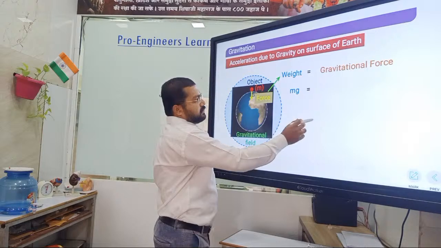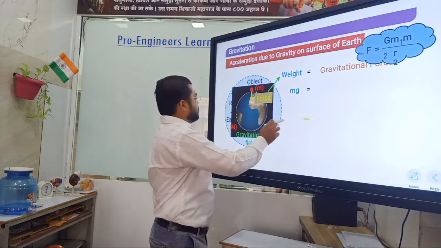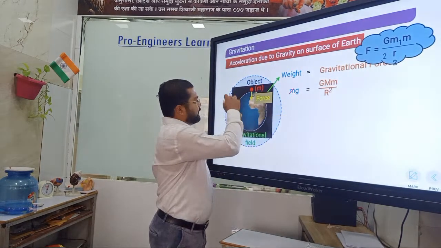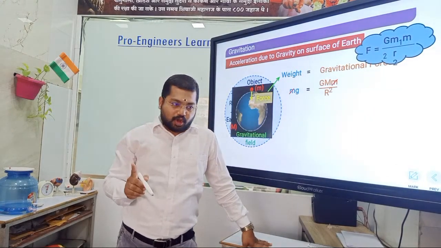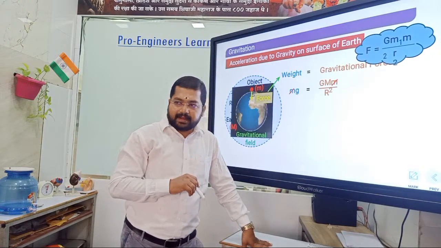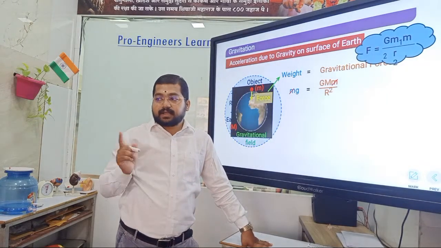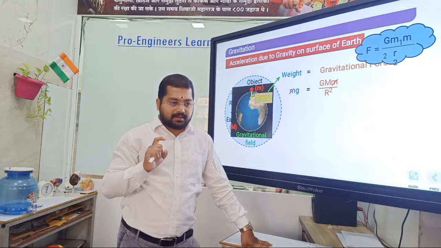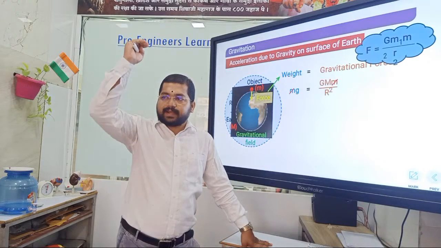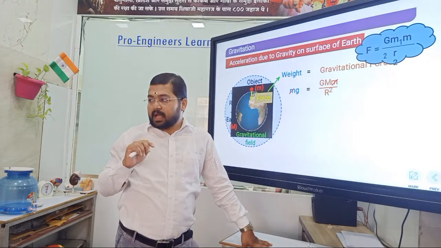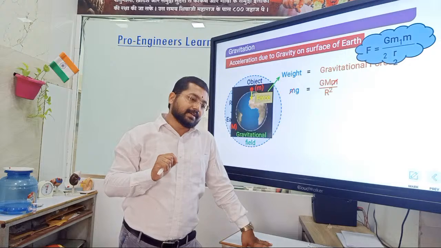So mg is equal to the formula which we have derived, considering the distance r: capital G, capital M into small m, upon r square. The small m and small m will get cancelled. Sir, here the r is capital. In the previous case, the r was small because the distance was quite more. But now the distance is exactly equal to the radius of Earth.